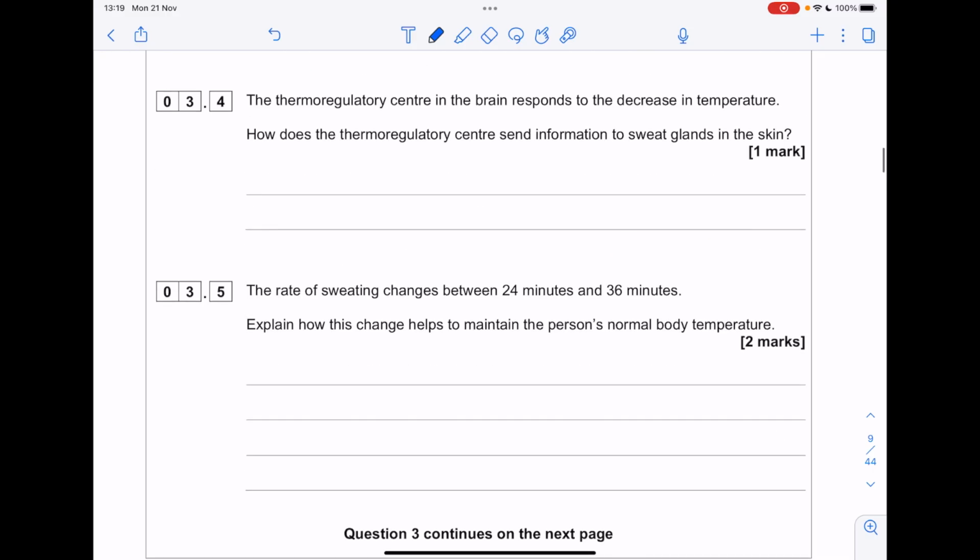The thermoregulatory centre in the brain responds to the decrease in temperature. How does the thermoregulatory centre send information to sweat glands in the skin? Via nerves.